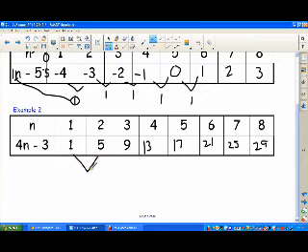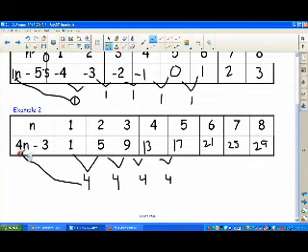If I'm going from 1 to 5, that's 4. 5 to 9 is 4. 9 to 13 is 4. 13 to 17 is 4, and so on and so forth. Each one goes up by 4. So that 4, that change, is the same value that's in front of our n.